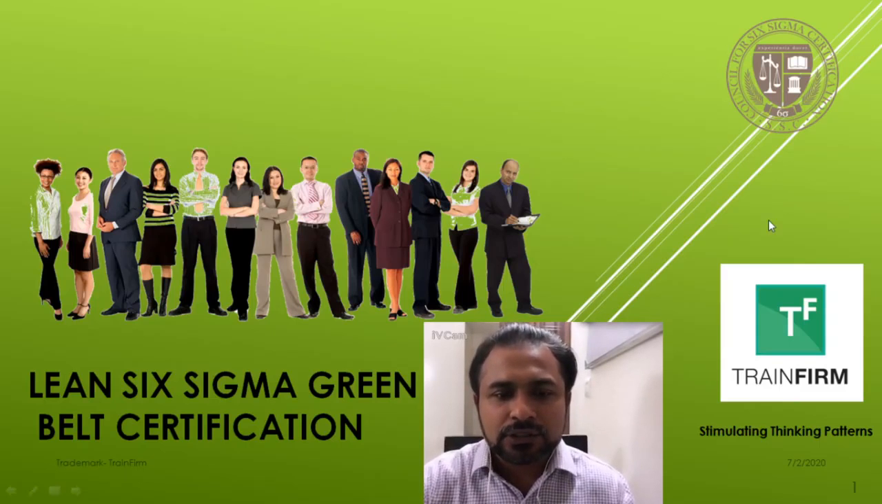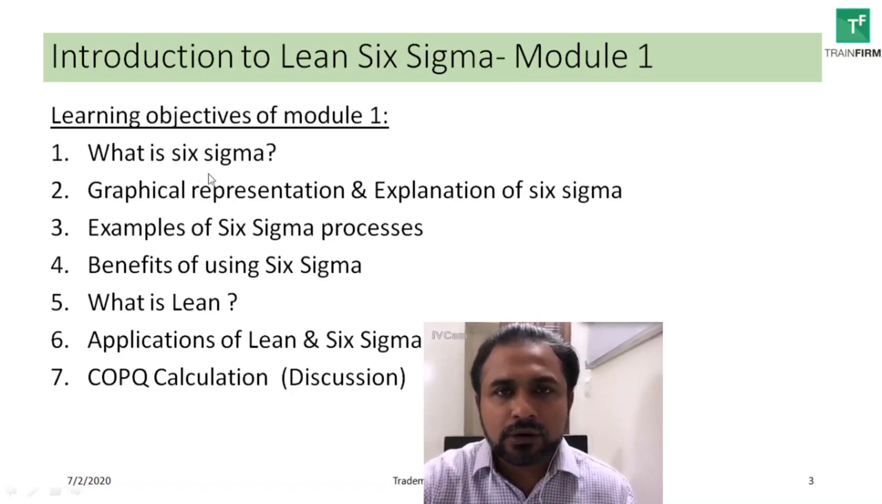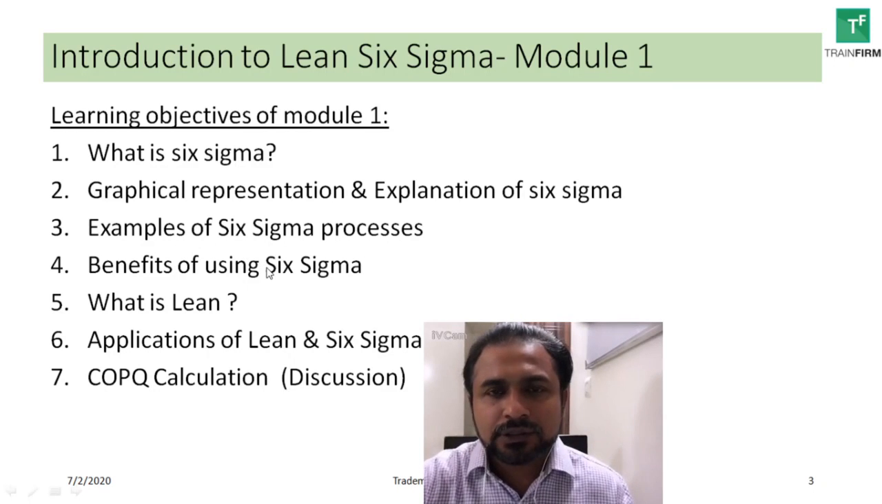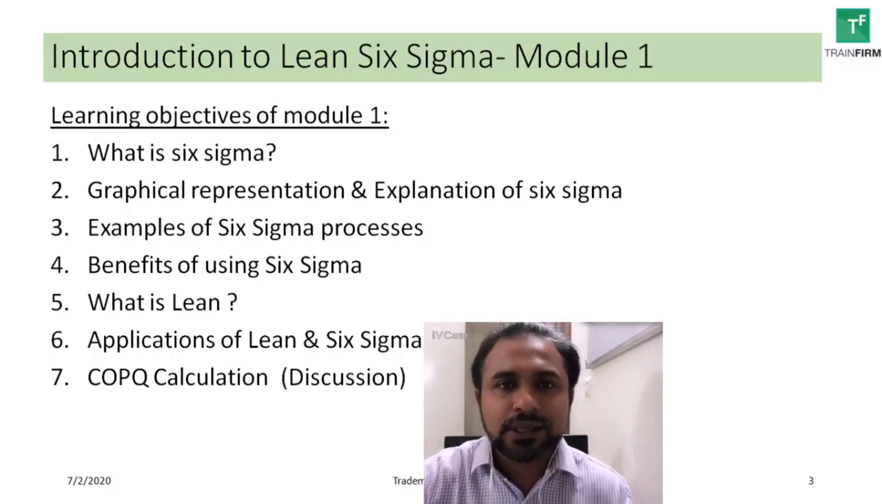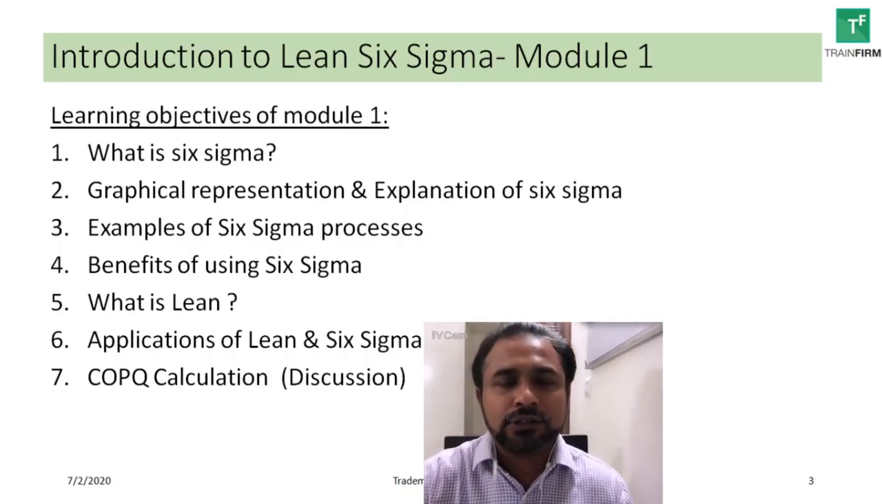So let's quickly see what is included in this particular module. We're going to talk about what is Six Sigma, and we also try and see how graphically we can represent Six Sigma and a few examples of Six Sigma process. We'll talk about some benefits expected out of Six Sigma implementation. Then as a methodology, we will try and define Lean separately. And we'll also see the applications of Lean Six Sigma. And finally, talk about how we can calculate cost of poor quality to create a baseline for your project even before you kickstart your Lean Six Sigma journey. Okay, so these are the contents.